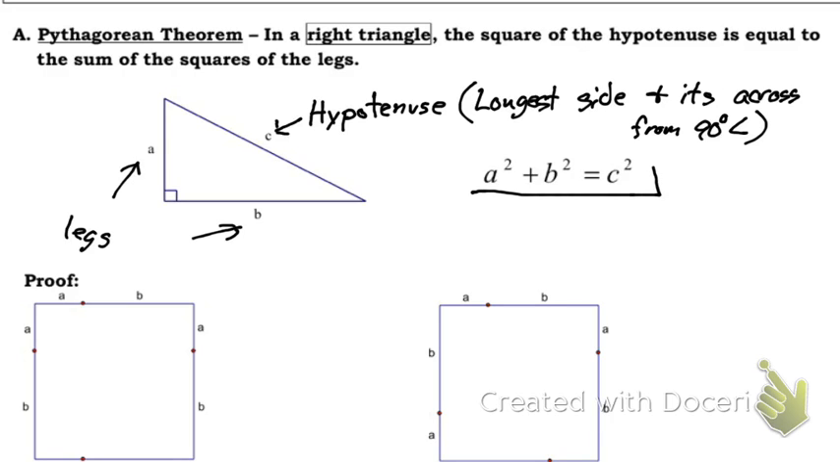All right, so then it leads us to this formula. This is the Pythagorean theorem. That is that a squared plus b squared equals c squared. That is your hypotenuse squared equals the sum of your sides squared.